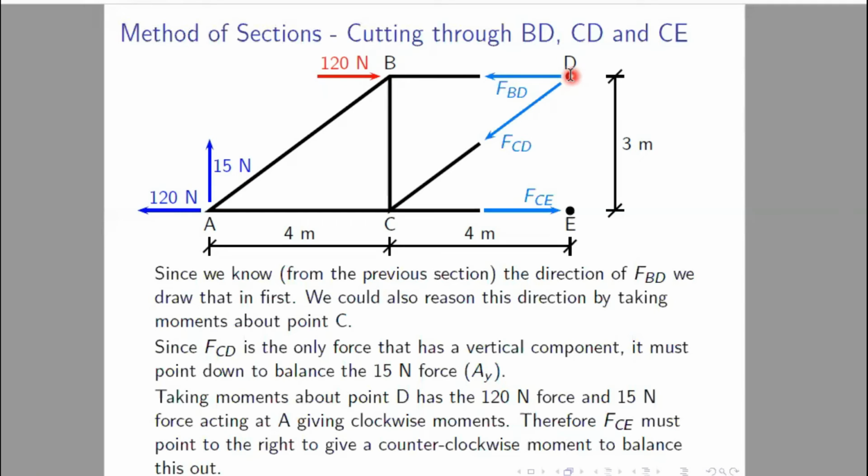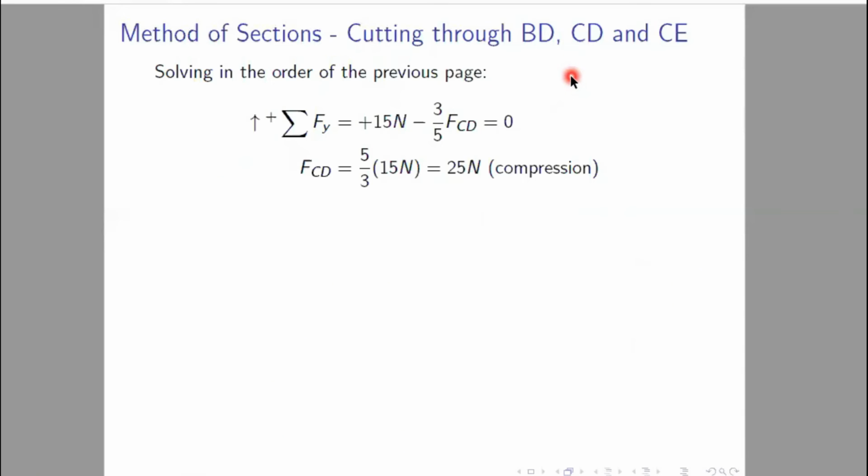Again we will follow similar steps. We will take the sum of all vertical forces equals to 0, the sum of all horizontal forces equals to 0, or we will take a moment about D or E or C as per our convenience. So we have first taken the sum of all the vertical forces equals to 0, and this comes out to be FCD equals to 25 Newton.